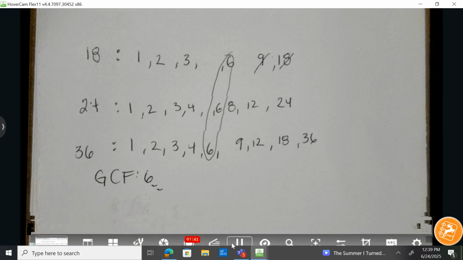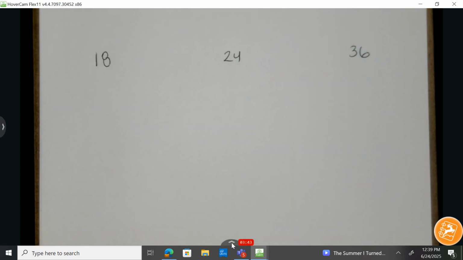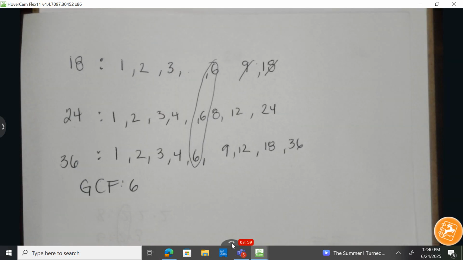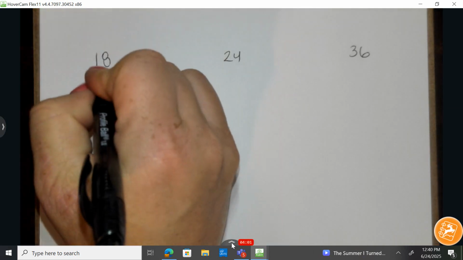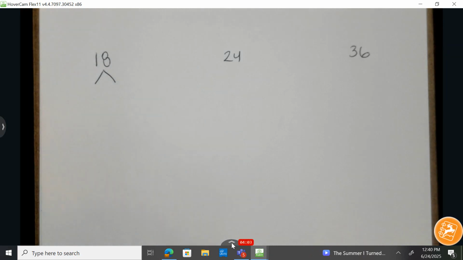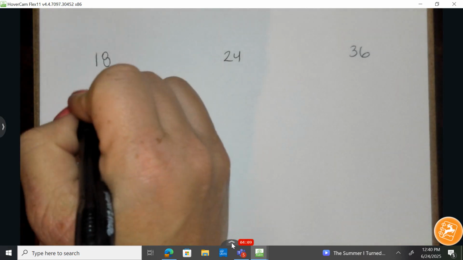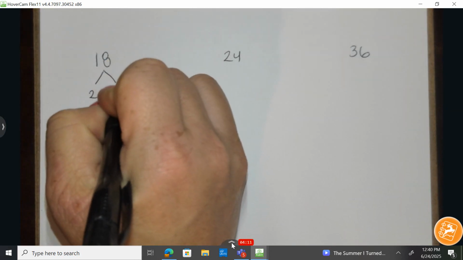Now, it is important as you grow in your mathematics to learn more than one way to achieve the correct answer. Most students at the elementary level prefer this method, but as you get into upper level math, they're going to want you to understand how to still achieve the correct answer, in this case 6, but using a prime factor tree. So I'm going to start right now. Okay, how do I get 18? You could start with 1 times 18. You could do 2 times 9. It's really up to you. I'm going to start with 2 times 9.